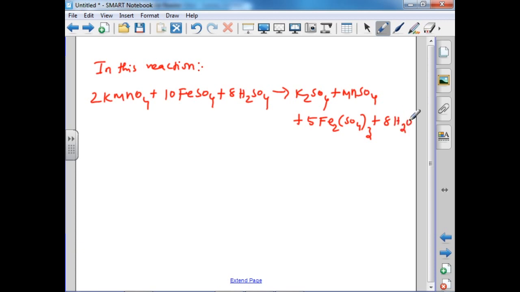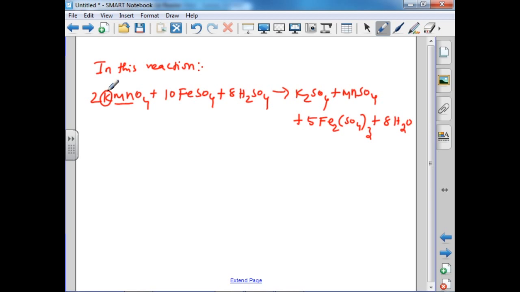So first we are going to find out the oxidation numbers. For the first compound, potassium permanganate, calculate the oxidation number of Mn. We have to calculate only the elements whose oxidation number changes. There is no change in potassium; its oxidation number is +1 everywhere.